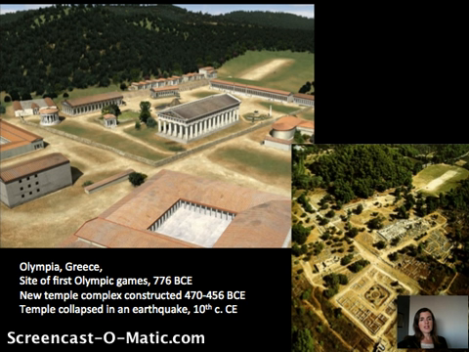The first Olympic Games were in 776, but there was actually a new temple complex constructed from 470 to 456 BCE. So this is actually a period following the Persian invasions. The temple itself collapsed in the 10th century, so this is all that survives today. You can see the area of the competitions, but this is an image done by computer-generated imagery, so it gives you a sense of what the sanctuary and the competition area looked like originally.